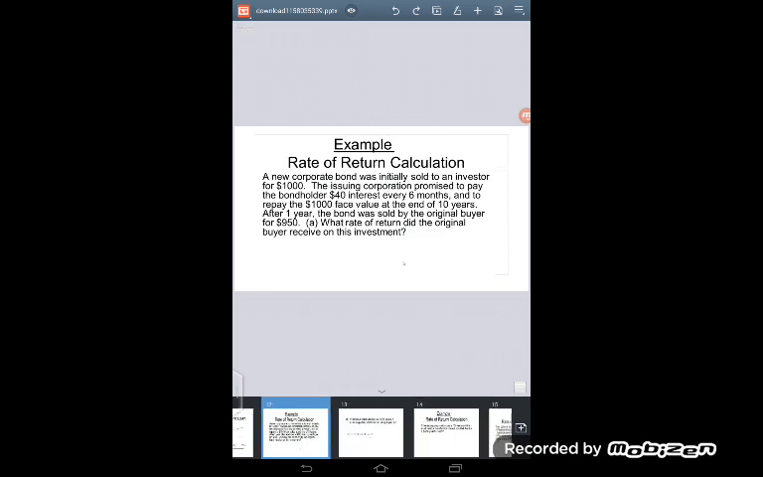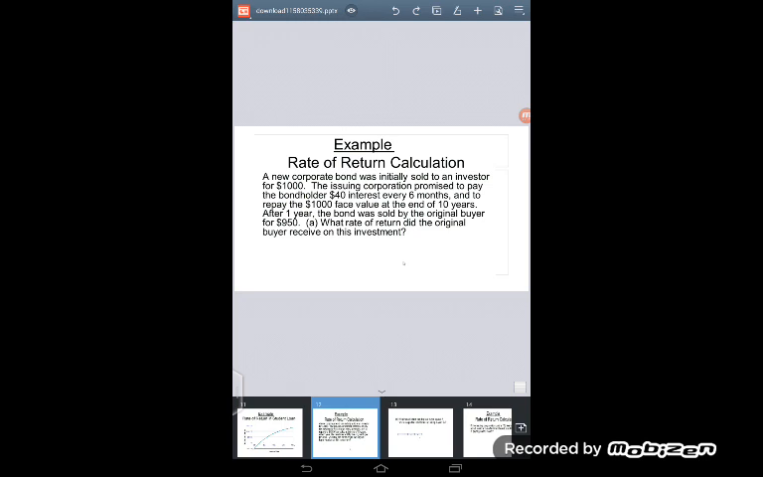So I want you guys to solve these questions. A new corporate bond was initially sold to an investor for $1,000. The issuing corporation promised to pay the bondholder $40 interest every 6 months and to repay the $1,000 face value at the end of 10 years. After 1 year, the bond was sold by the original buyer for $950. What rate of return did the original buyer receive on the investment?